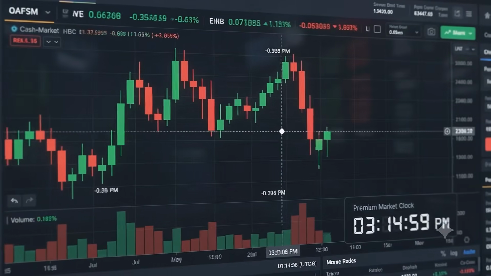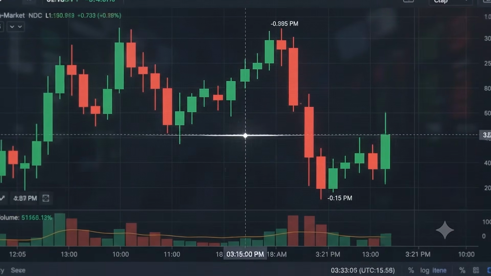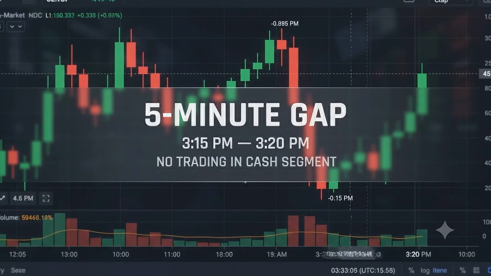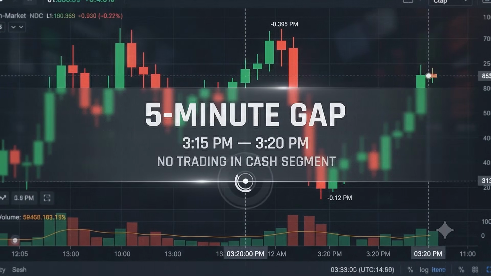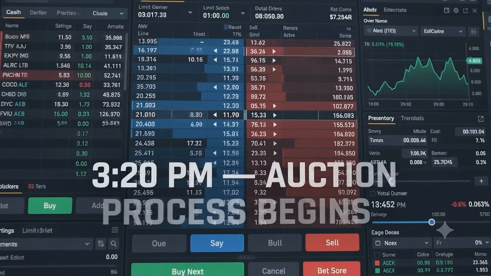Alright, when does the auction process start? It starts at 3:20. So there is a 5-minute gap between 3:15 and 3:20 where there is no trading happening in the cash segment. Since there is no trading happening in the cash segment, the spot doesn't change. Now that's interesting.